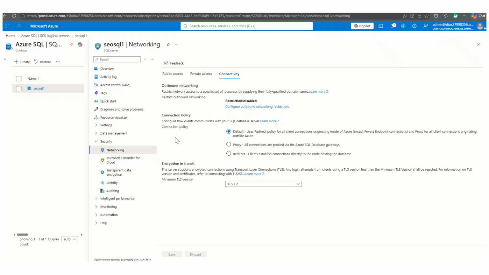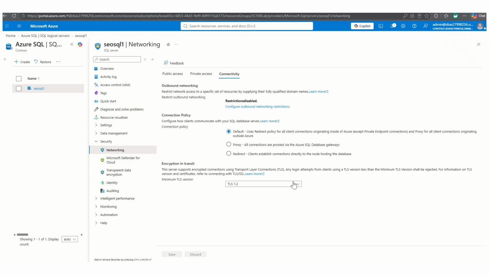In terms of connectivity, you here can configure how clients communicate with your SQL database server. The default is the redirect policy for all client connections originating inside of Azure, except private endpoint connections, and a proxy for all client connections originating outside Azure. This is another point really important for the exam. You will get questions about this. So take a note, take a screenshot, study this because definitely you're gonna get questions about this.